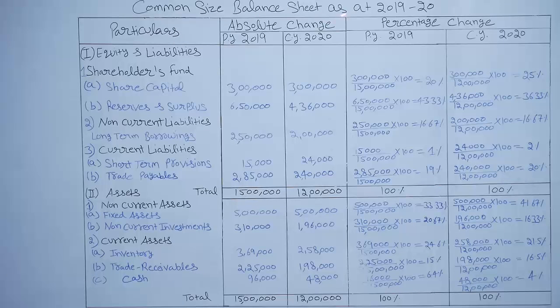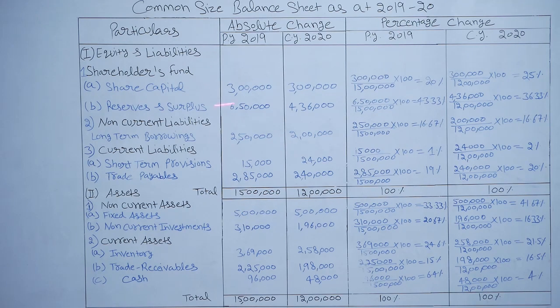Common size balance sheet as at 2019-20. Particulars: absolute change, previous year, current year, percentage change, previous year, current year. Equity and liabilities. Shareholders fund. Under this, A. Share capital 3 lakh for previous year, 3 lakh for current year, which is given in the question. In comparative balance sheet, we used to compare previous year figure with the current year figure, but here we cannot compare figures. In common size balance sheet, we will consider the total item as a base for calculating percentage.